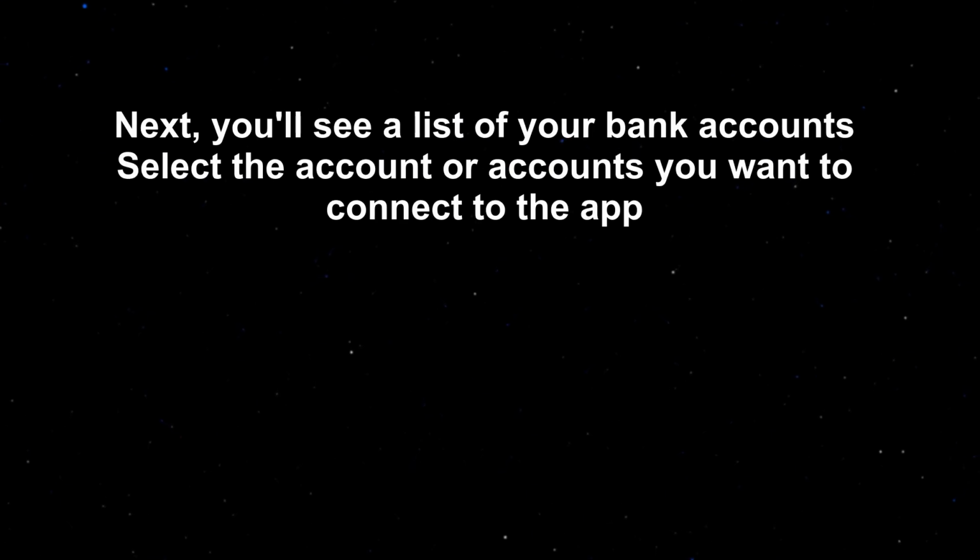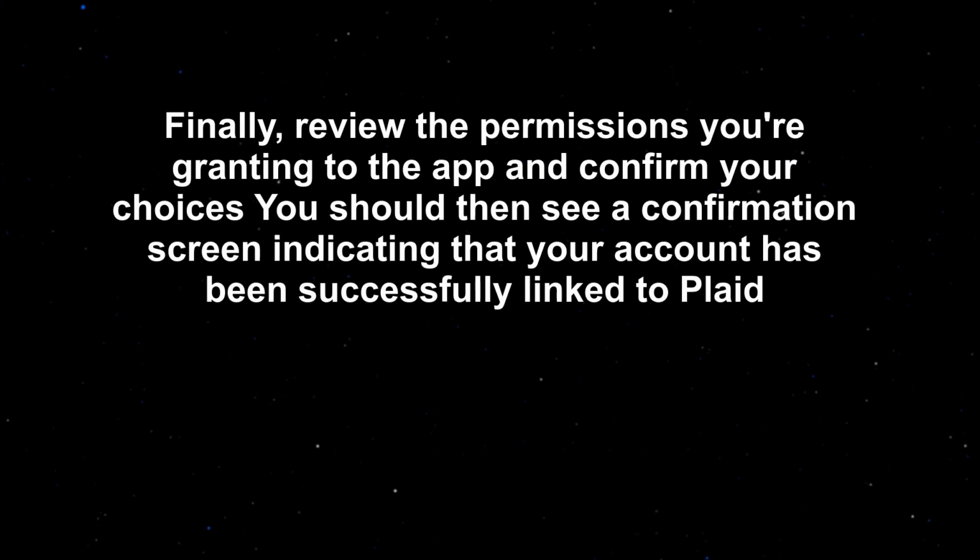Next, you'll see a list of your bank accounts. Select the account or accounts you want to connect to the app. Finally, review the permissions you're granting to the app and confirm your choices. You should then see a confirmation screen indicating that your account has been successfully linked to Plaid.